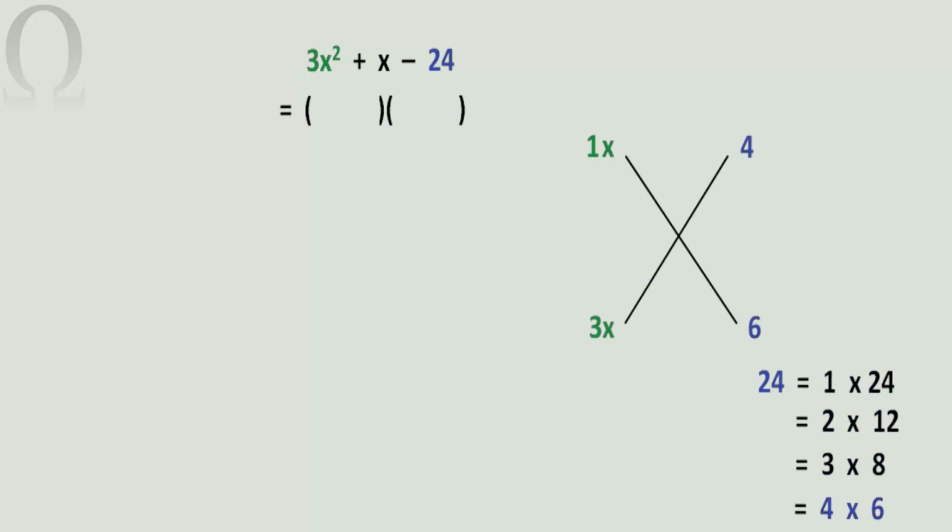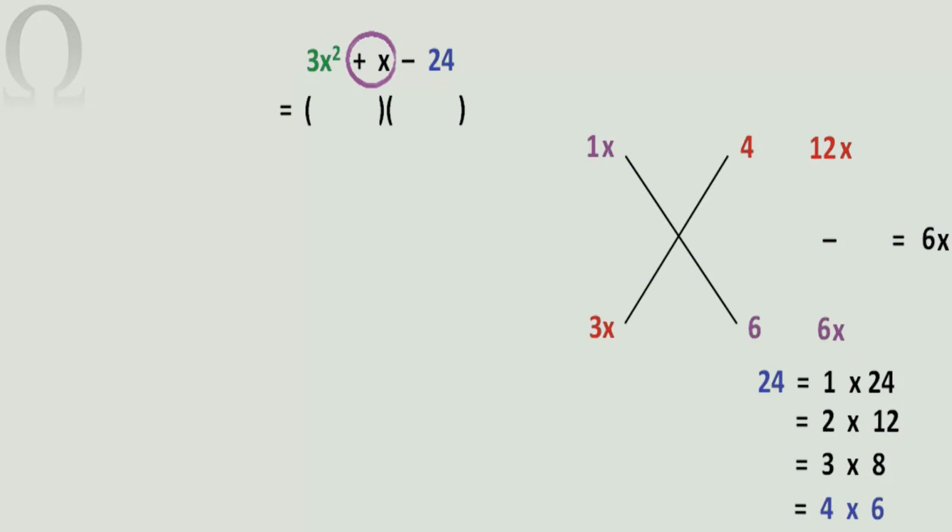So, we will start with 4 times 6. Cross multiplying, 1x times 6 equals 6x. And 4 times 3x equals 12x. The sign of the last term is a minus, which means we need to subtract 12x and 6x to get the middle term. The difference between 12x and 6x is 6x. The middle term, however, is 1x. Thus, these factors are wrong.